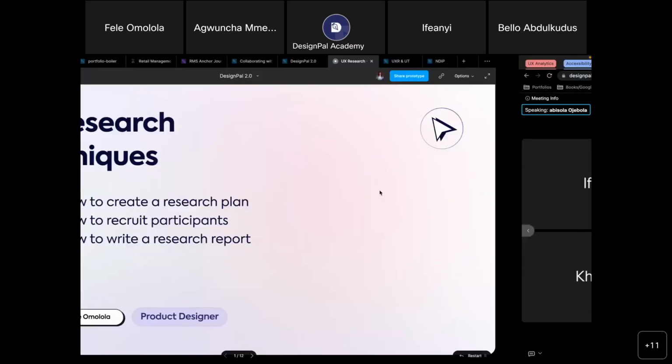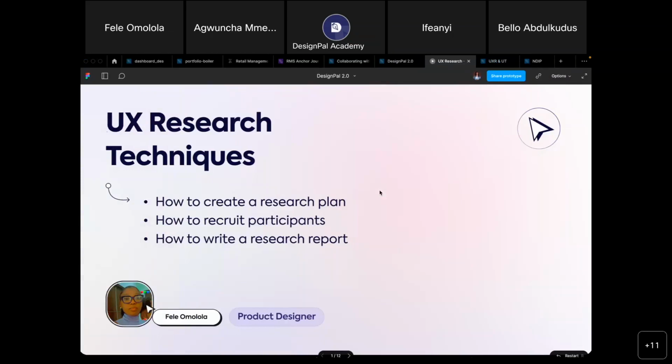Once again, I welcome you all to this session. I hope you all know what we are taking today, which is user research techniques. But before we start, I would love to introduce myself. I'm Fela Molola, a product designer. That's just a little about myself. Like I said, we'll be treating user research techniques, and under that we'll be covering how to create a research plan, how to recruit participants, and also how to write a research report. I want this class to be an interactive session. For those just joining us, I welcome you once again. If you can't hear me well, please notify me. All right, let's start.